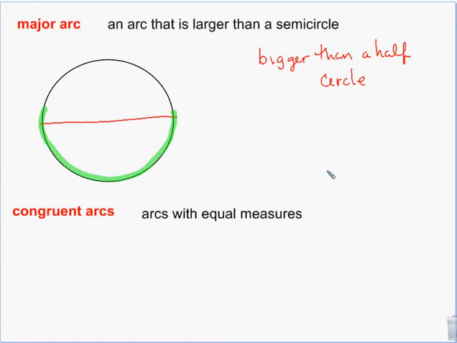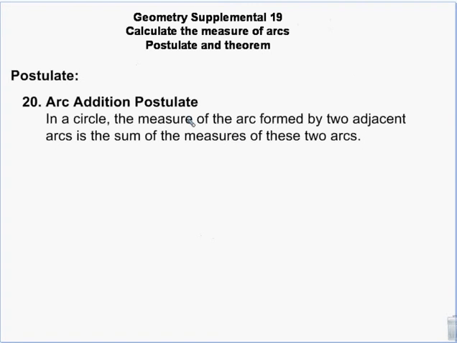Congruent arcs are arcs that are the same length, arcs with equal measure. And we'll talk in a second about how we measure the arc. But these arcs are the same length. Okay, so 2 semicircles are congruent arcs. I'm not going to try to draw arcs of the same length. It's not going to work. One postulate and one theorem.